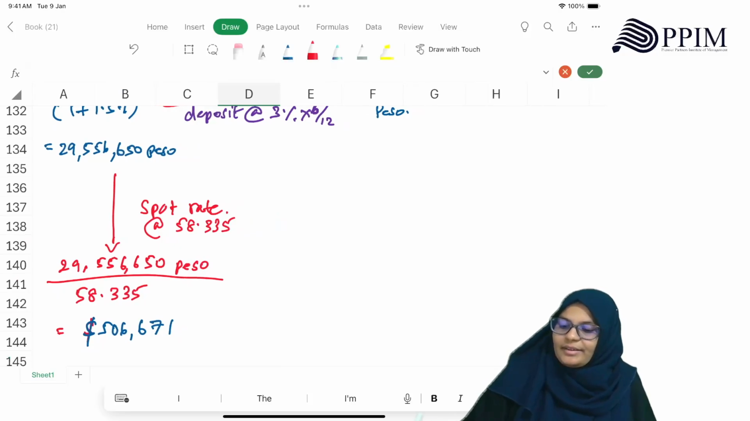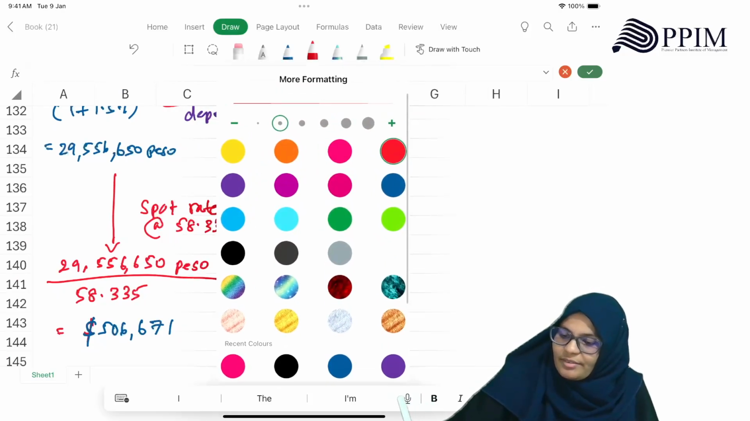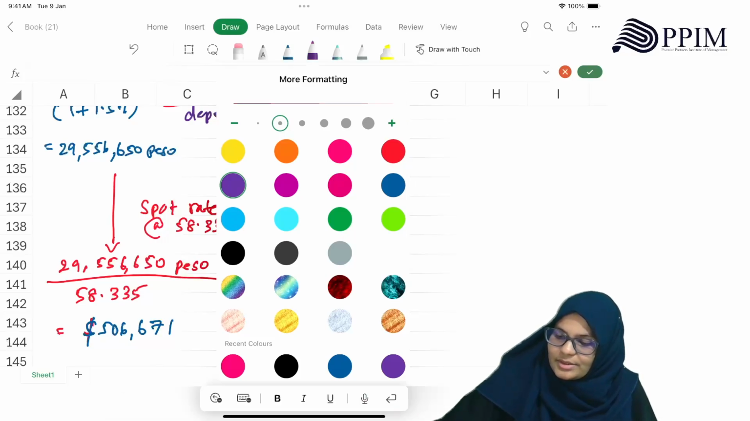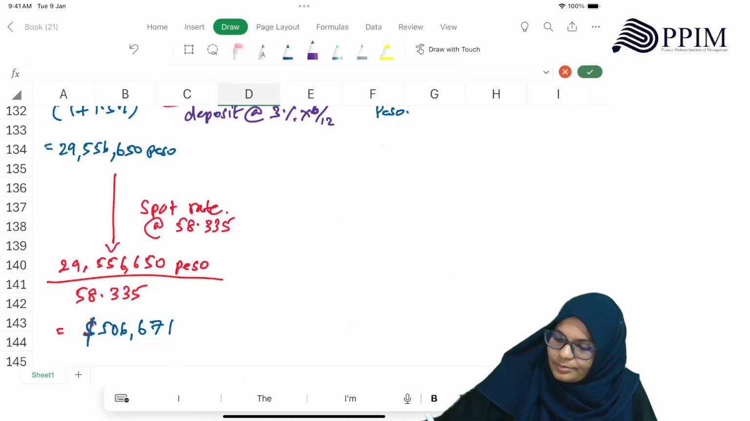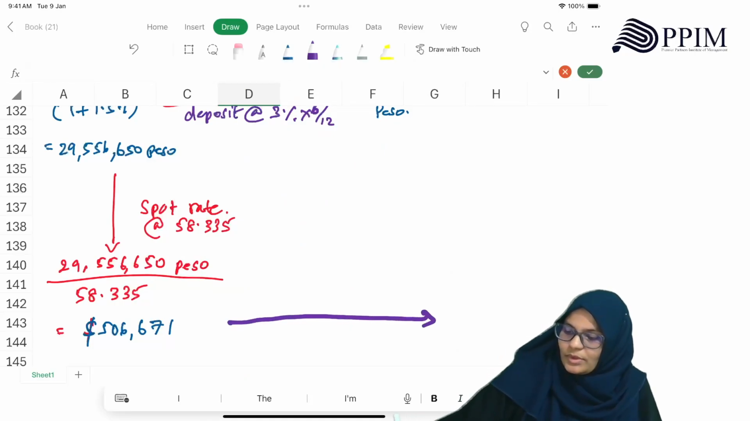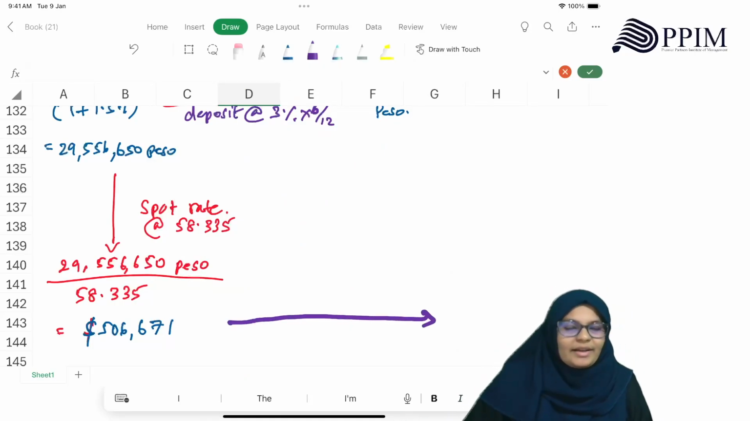That's it. I have converted it to dollars. Now what do I have to do? I have to check what happens in 6 months time. I'm telling you to deposit 506,671, but we don't have 506,671.